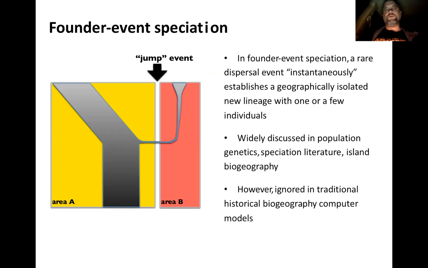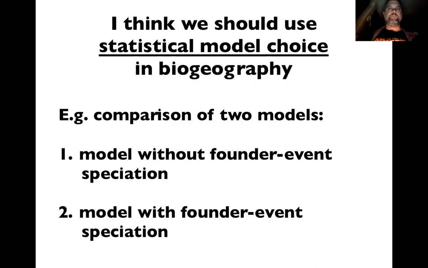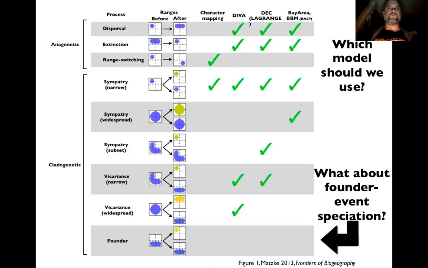Is that process important? Should it be included in our computer models of biogeography? That's the fundamental question that we're thinking about here. My position, I've taken this, it's pretty clear. I do think we should use statistical model choice in biogeography. And for example, we should compare models without founder event speciation and models with founder event speciation.